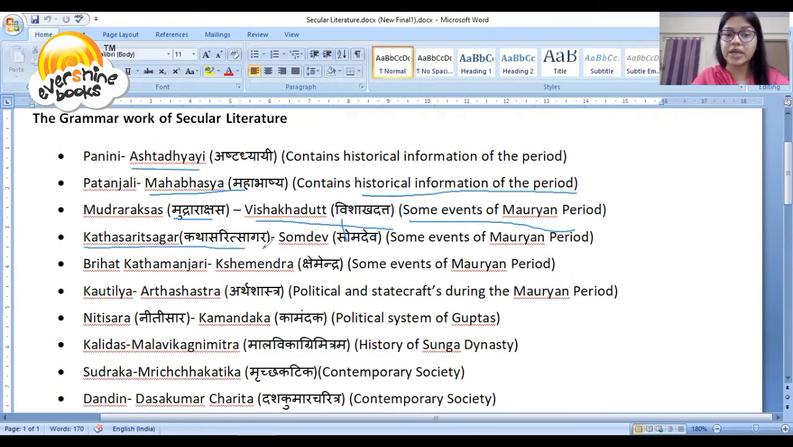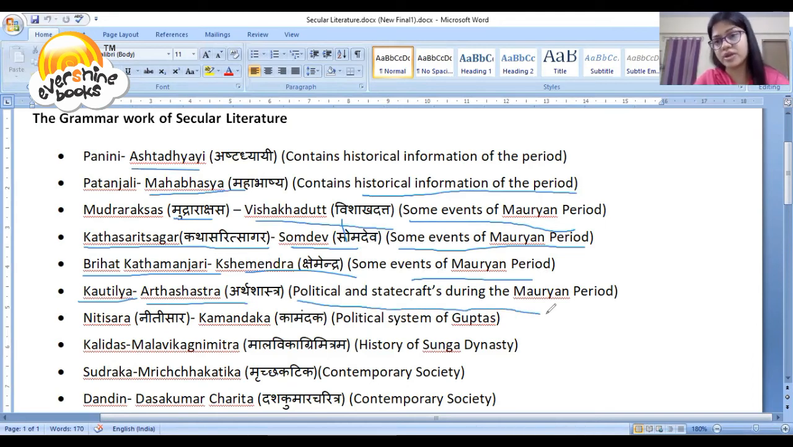The next one is Katha Sarit Sagar, which is written by Somdev, which is also an explanation of some events of that period. Brihatkathamanjari, which is written by Kshemendra, explains some events of the Maurya period. Arthashastra, which is written by Kautilya, is the work which explains politics and statecraft during the Mauryan period.